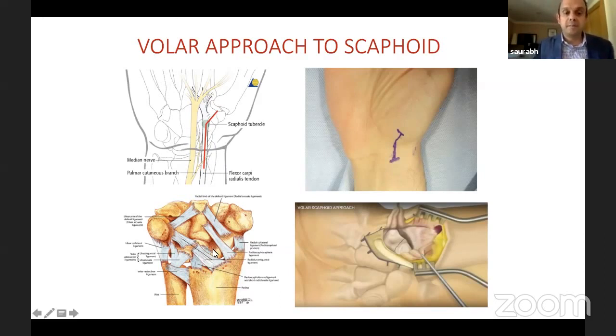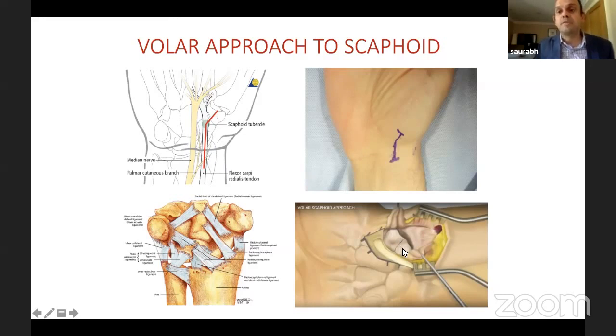Then if you see this diagram here, this is your radioscaphocapitate ligament. That's your main sling ligament. So when you are coming with your incision in this plane, you will have to cut this ligament. But this ligament is a condensation of capsule. They're one. You can't differentiate the two. So once at this stage, with your knife, you go straight down onto the bone. This ligament and capsule, you make two flaps. A flap goes there and a flap comes here. And then the scaphoid will look at you. You can put your wire.